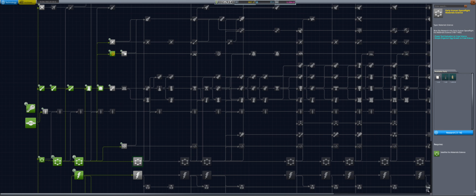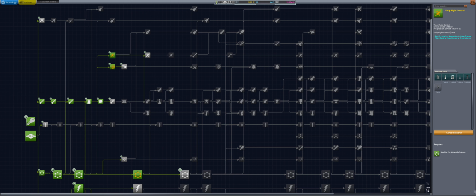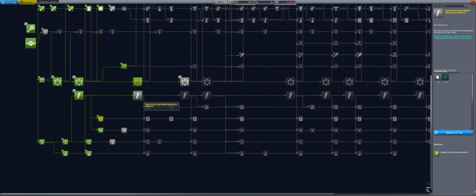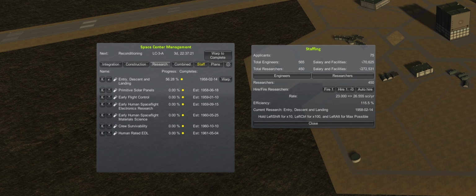With the 77 science points, I now start to queue up early human spaceflight material science, early flight control, human-rated EDL, crew survivability, and early human spaceflight electronics research. We have research now set for the next 3 years, but it would be better to get that done much sooner. All 75 applicants from the flyby contract are hired as researchers, but with the extra funding that has collected over the past several days, I keep hiring until I'm at 570 researchers, leaving enough to start building another lunar impactor.